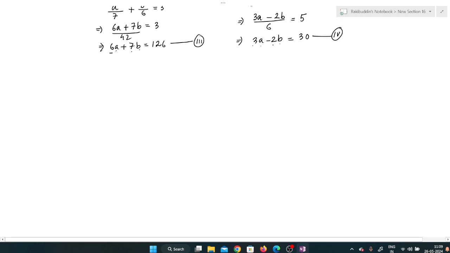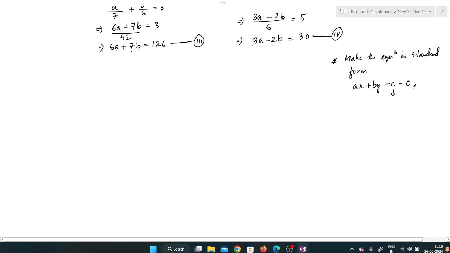In the cross multiplication method, you can remember the formula, there is a big formula there, but to make it simple, the thing you need to remember is to make the equations in standard form. The standard form of a linear equation is ax plus by plus c is equal to 0. This is the standard form. Here c is the constant term. In this equation c is 126.